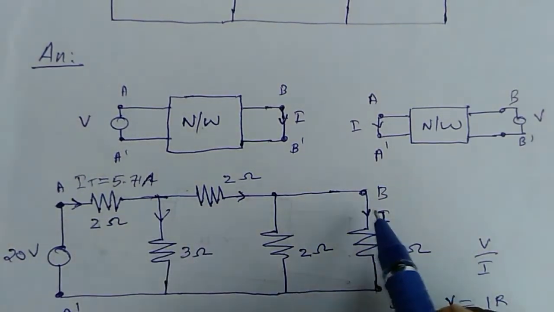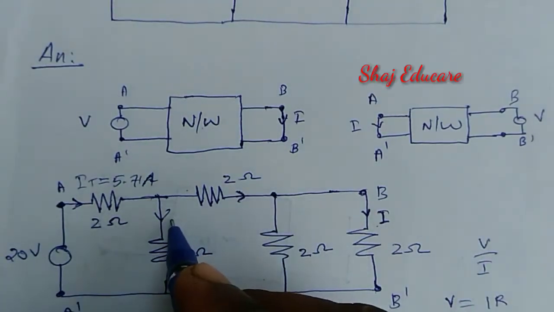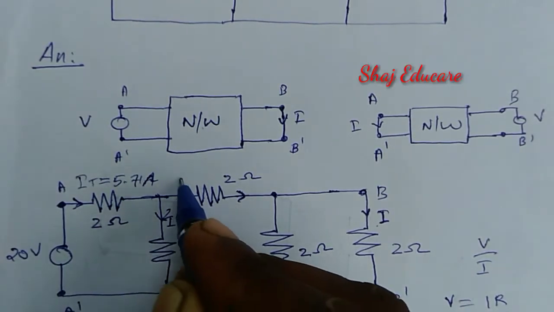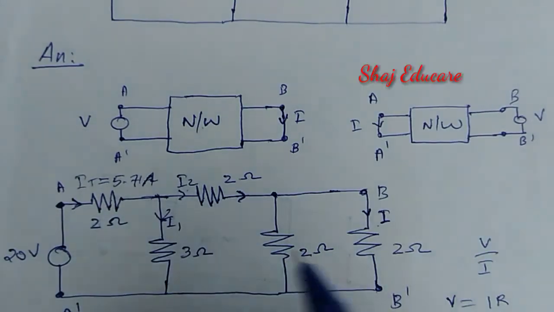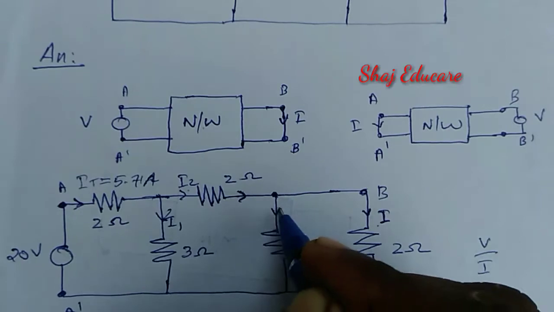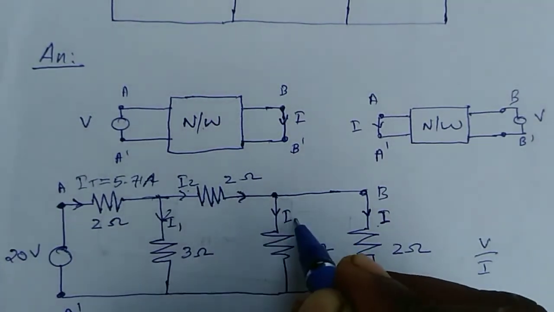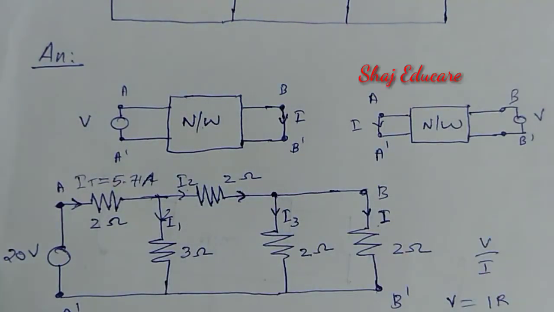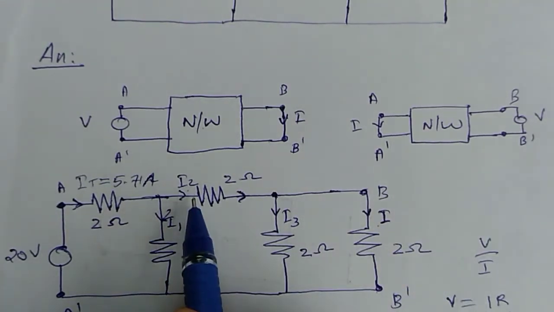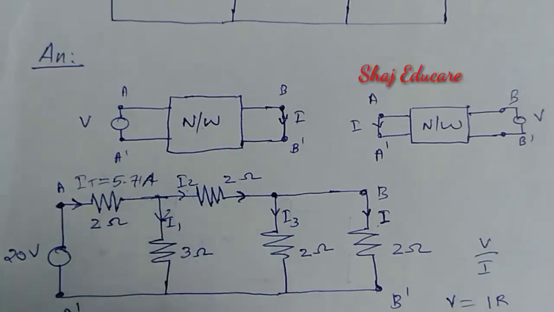In order to find this current, we should know the current coming at this node. So let us mark it as I1, and let this one be I2. I2, upon reaching here, splits into two: I and the next is I3. Now how do we find I2 in order to find I? Again, let us apply the current division rule.